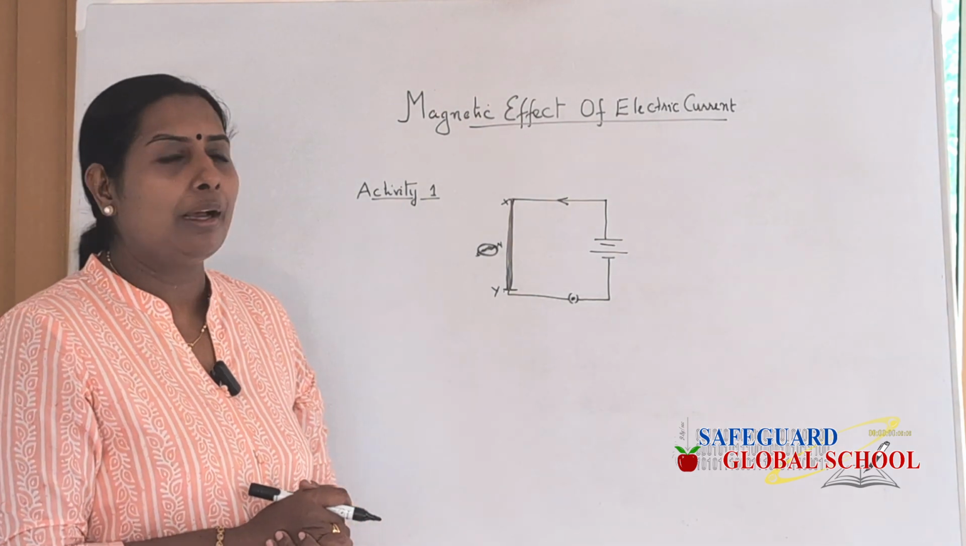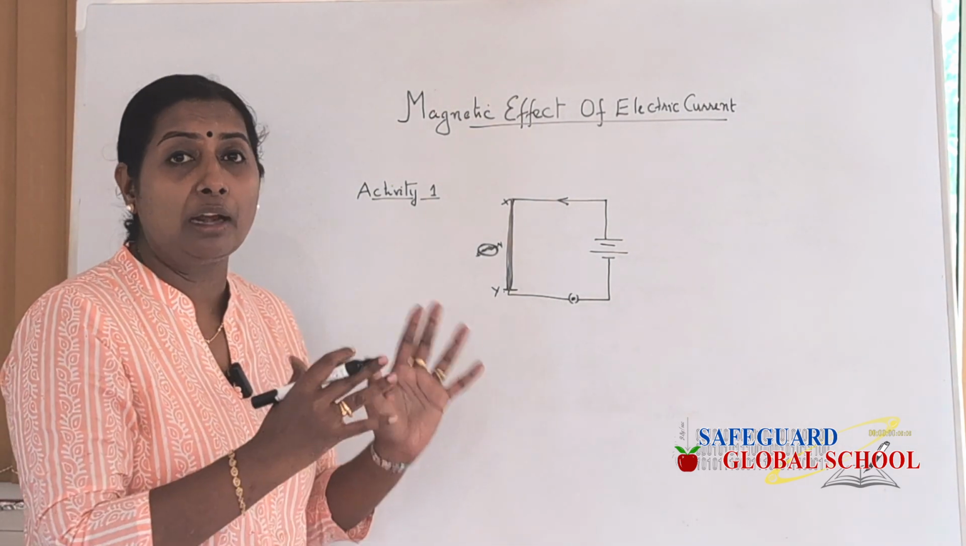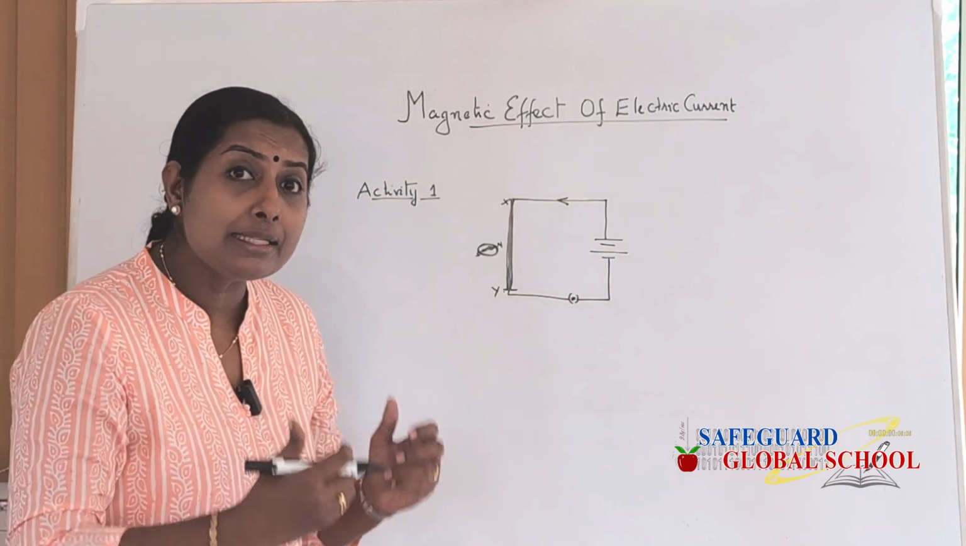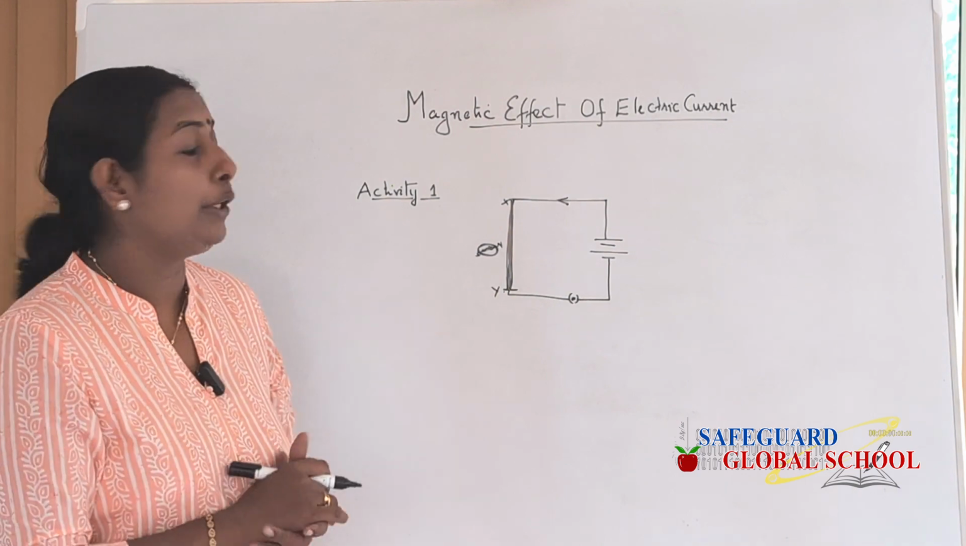So what will be the cause of it? We already have discussed that there is a magnetic field around the conductor. But why does the compass needle deflect? That's a question that is given in your textbook.